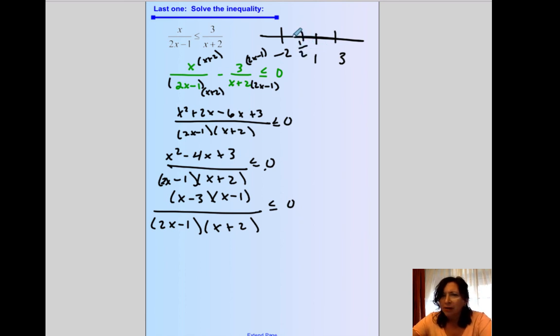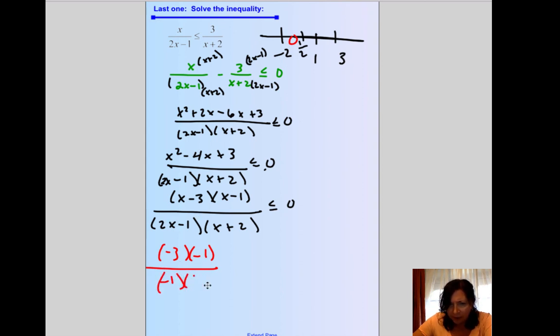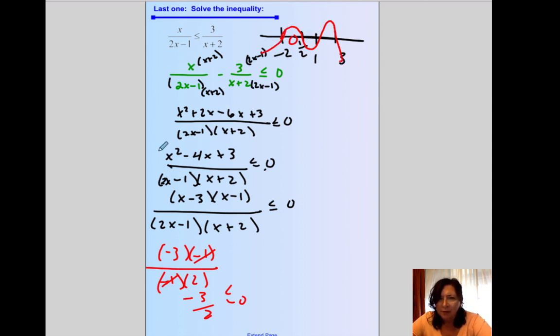I'm still going to plug in 0. Okay, so I get -3, -1. I get 0 minus 1 is -1, and I get 2. These cancel. Is -3 halves less than or equal to 0? Yes. So that's a true statement. It's going to go up, down, up, down. Okay. So the question is, where is my graph? What is the question? Where is my graph less than or equal to 0? So it's going to be down here, down here, down here.